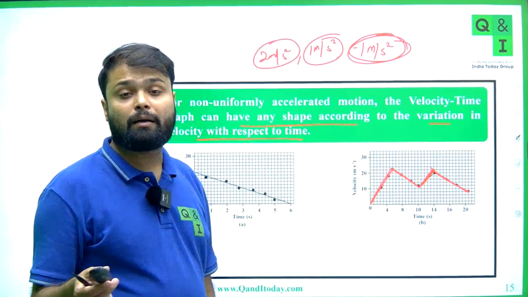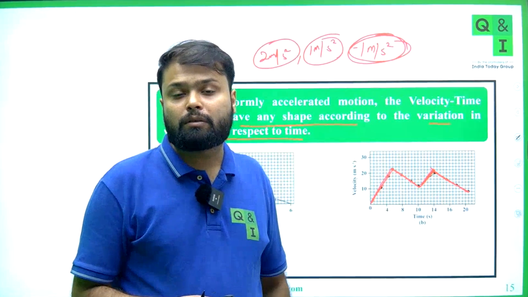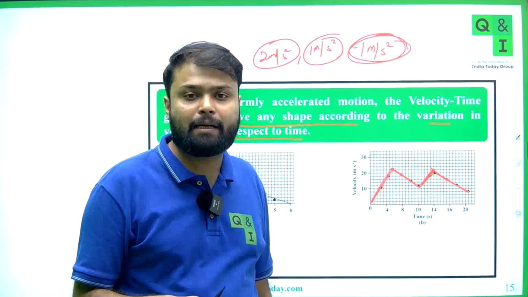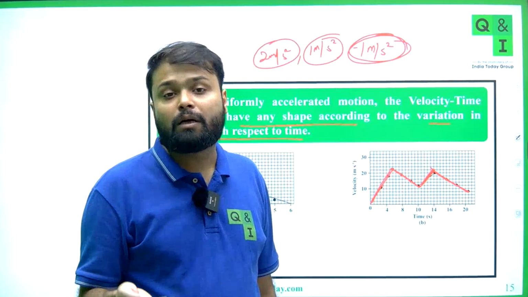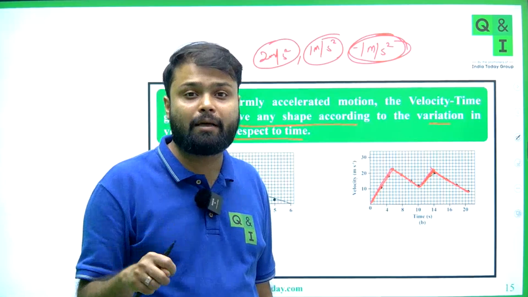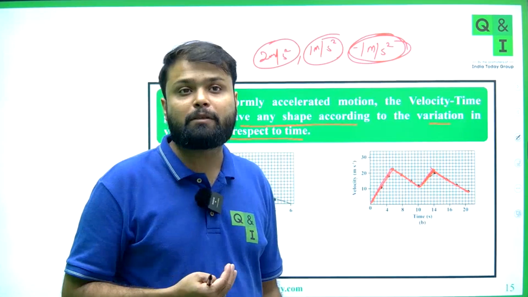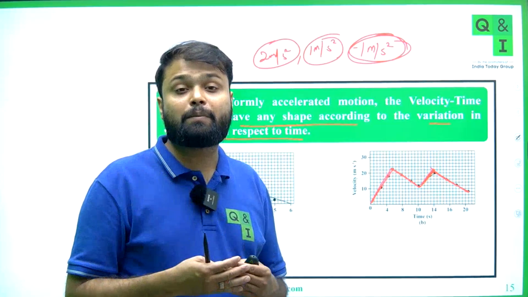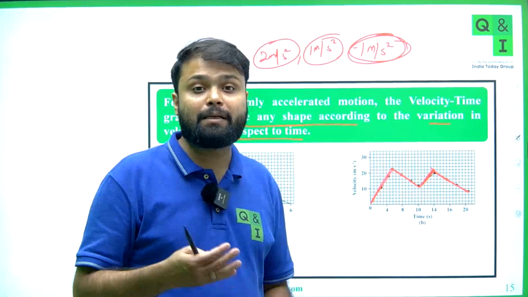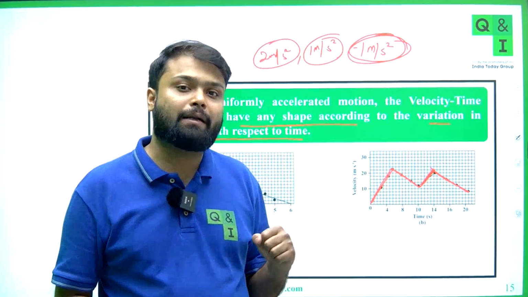Suppose on a road, if there is traffic, sometimes speed is 10 meter per second, sometimes speed is 5 meter per second, sometimes speed is 0. Yes or no? Sometimes you are applying a brake, sometimes you accelerate the car. So accordingly speed is changing. Sometimes speed is increasing at a higher rate, sometimes speed is decreasing, sometimes speed is increasing at a lower rate. So anything can happen here for non-uniformly accelerated motion.